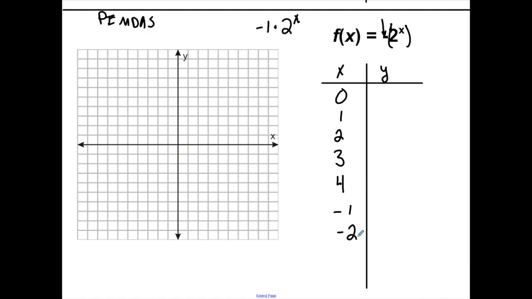It is 1. Okay, so we'd have 2 to the 0, which is 1. So it would be -1 times 1. And that is -1. So we have (0, -1). Whoa! Below the x-axis. That's interesting.